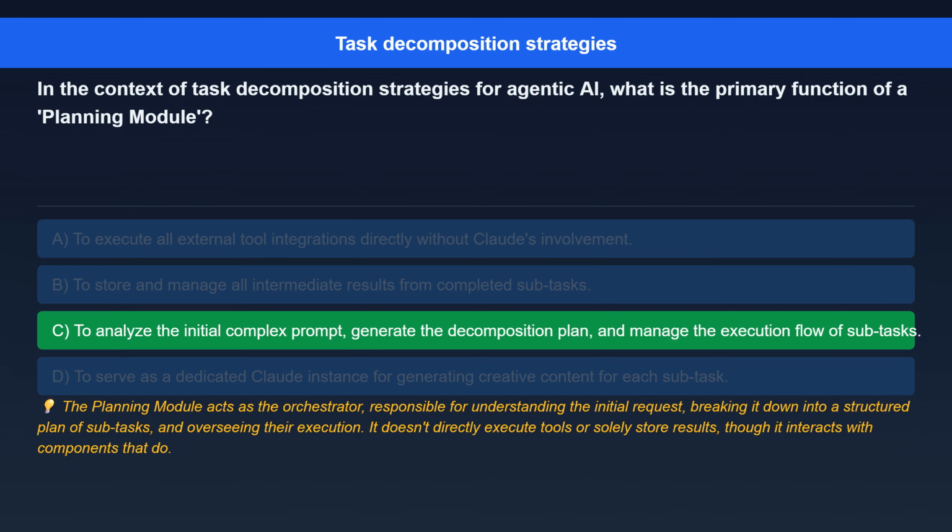The correct answer is to analyze the initial complex prompt, generate the decomposition plan, and manage the execution flow of subtasks. Here's the explanation. The planning module acts as the orchestrator, responsible for understanding the initial request, breaking it down into a structured plan of subtasks, and overseeing their execution. It doesn't directly execute tools or solely store results, though it interacts with components that do.